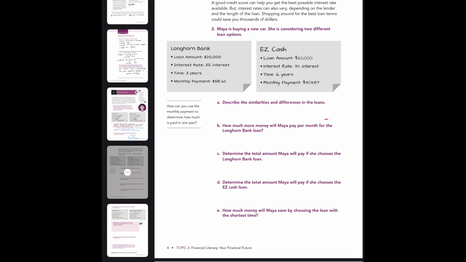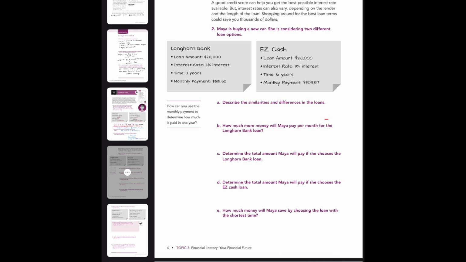All right, moving on to the next page here. It says a good credit score can help you get the best possible interest rate. Remember, like I mentioned earlier, a good credit score is a higher number, bad credit score is a lower number. But interest rates can also vary depending on the lender, the length of the loan. Shopping around for the best loan terms can save you thousands of dollars.